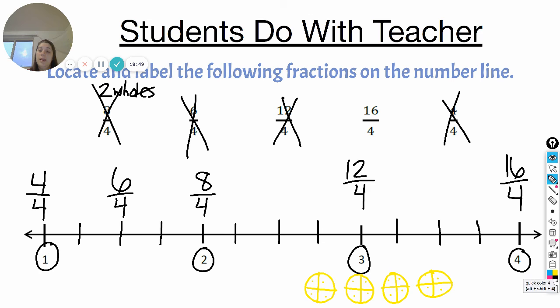Okay? So that's all that means when that top number is bigger than the bottom number. It means that you have more than one whole shape. So when we're on the number line, it means we have more than one whole number.